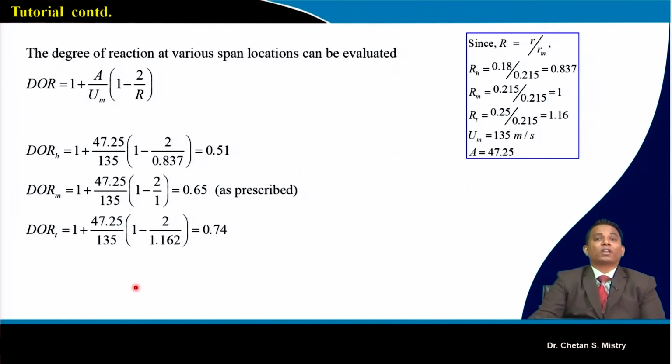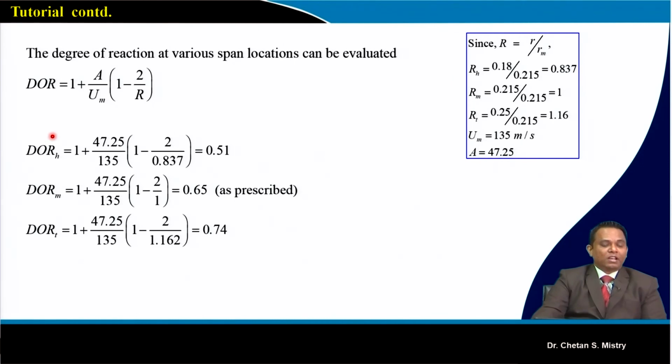Now if we are looking for calculation of degree of reaction, we can say that's given by 1 plus A divided by Um into bracket 1 minus 2 by r. This is what we have derived. Whenever you are taking any exponent, maybe you can come up with some other exponent. Make a habit of deriving this. That will help you calculate what all parameters are going to change. Mainly degree of reaction and axial velocity are of great interest at the initial stage of design.